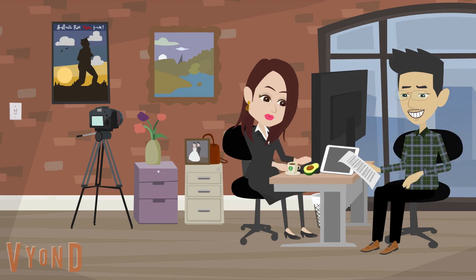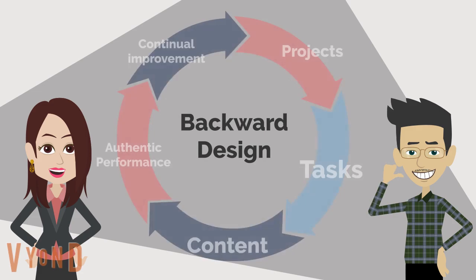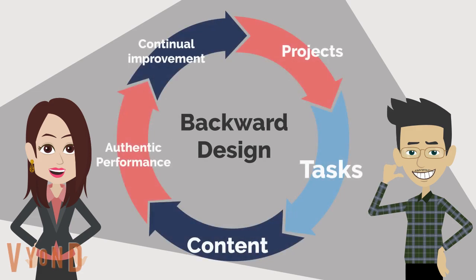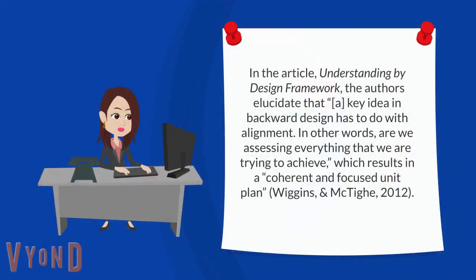Starting with the outcomes in mind, to create and publish a memoir as a media-rich multi-touch book on the Apple Store, Jordan and I used the Backward Design framework to reverse engineer the program into alignment with projects, tasks, and content. In the article, Understanding by Design Framework, the authors elucidate that a key idea in backward design has to do with alignment. In other words, we are assessing everything that we are trying to achieve, which results in a coherent and focused unit plan.